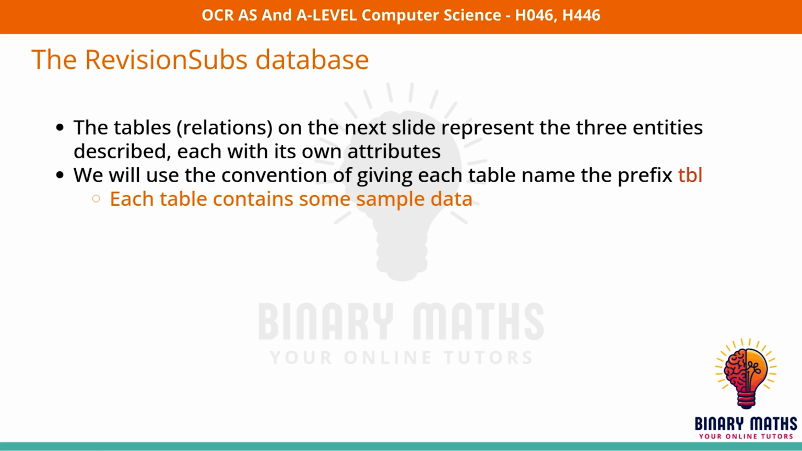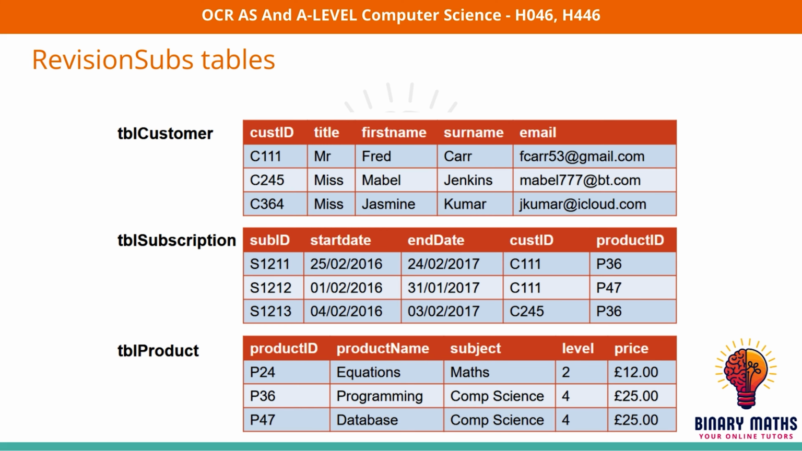Let's look at a practical example to tie all these concepts together. Imagine we're designing a database for a subscription service called Revision Subs. This service allows customers to subscribe to different revision materials like textbooks and online courses. In this database, we have three main entities: customer, product, and subscription. Each of these entities has its own attributes.